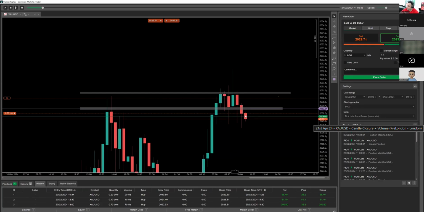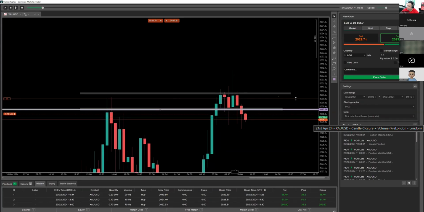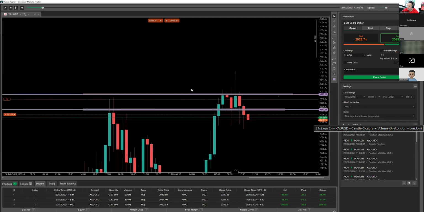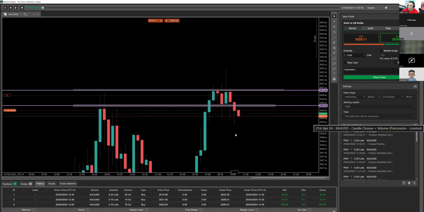What's the reason to sell? The reason to sell is because we created resistance. Let me make this line a little bit thicker. So we created resistance here, okay? And then we created support right here. And then this candle broke and closed below support. So now this is an example of a counter trend trade. I've explained in detail in the how to trade the counter trend section.